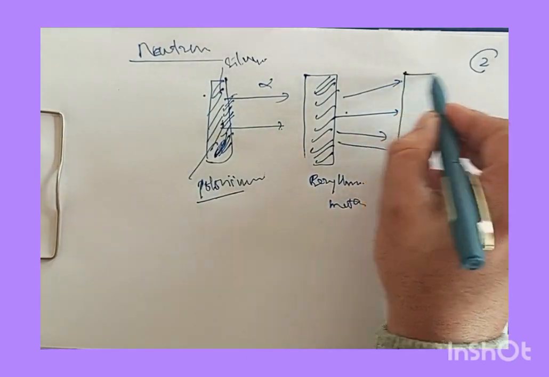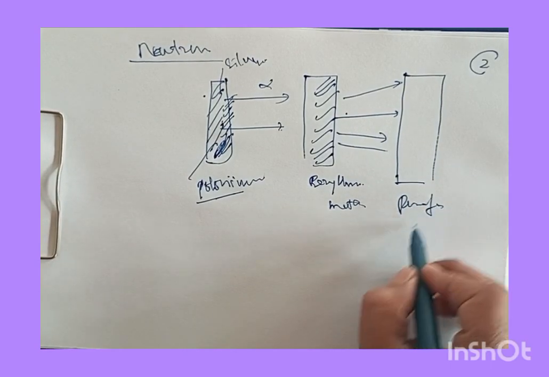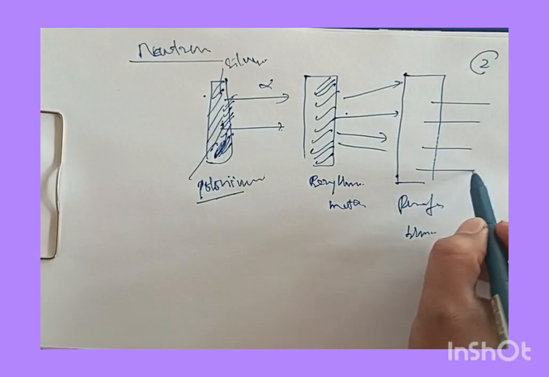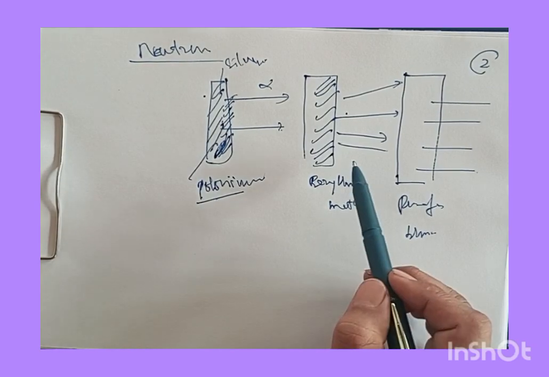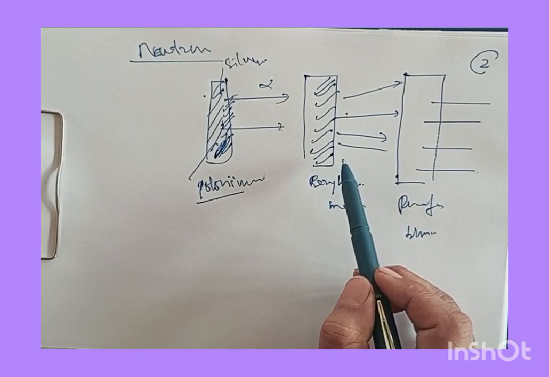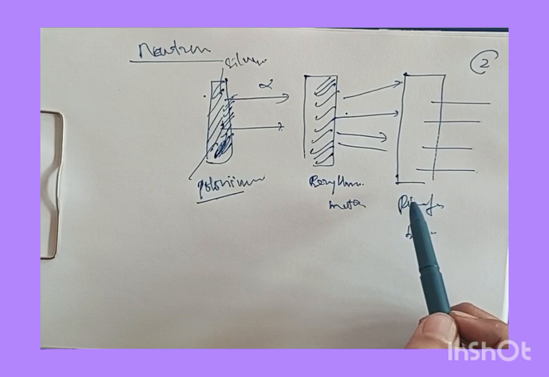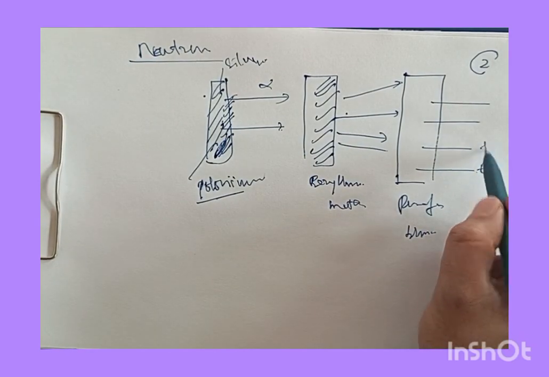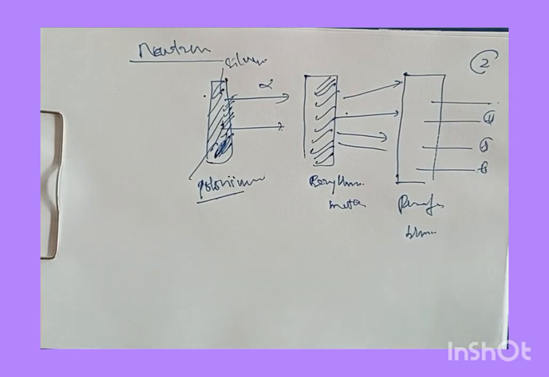What he used was the paraffin block, and what he observed coming out of it was protons. So the penetrating rays that were emerging from beryllium metal were permitted to fall upon this block of paraffin, from which protons were found to come out with high speeds.